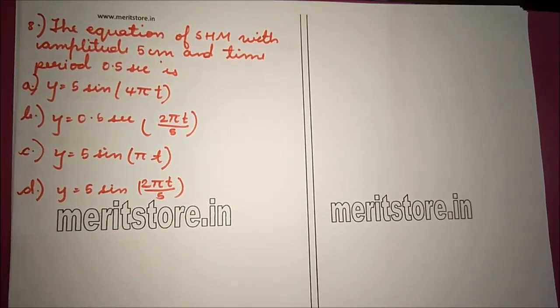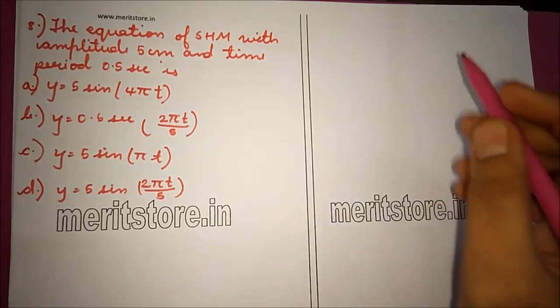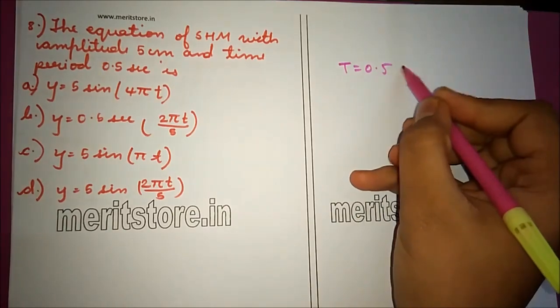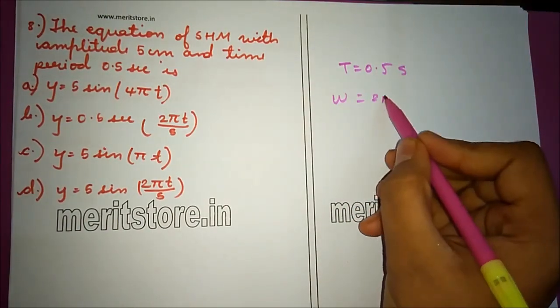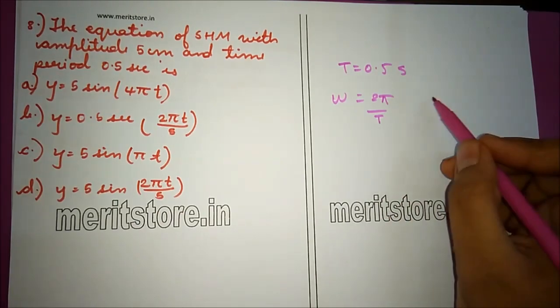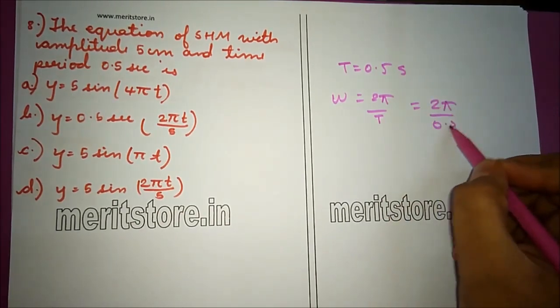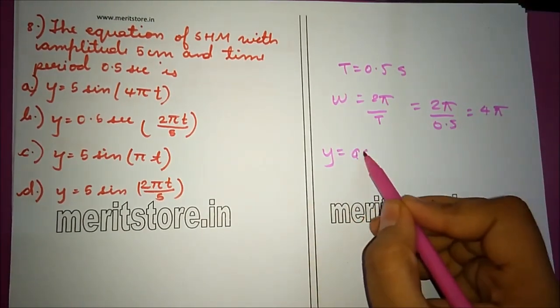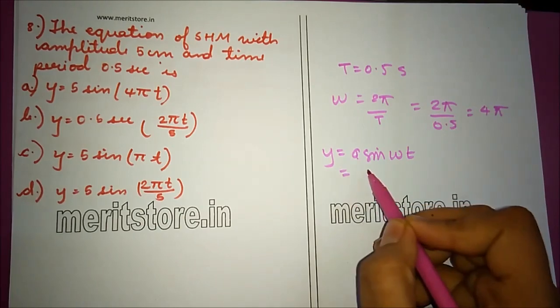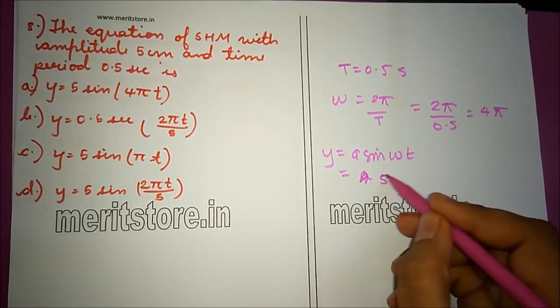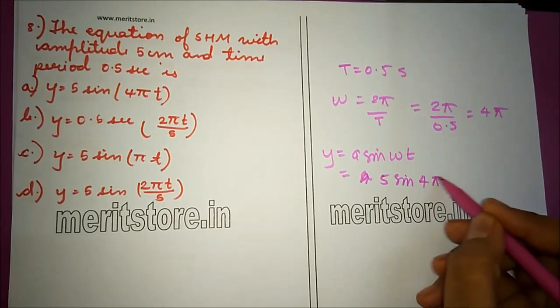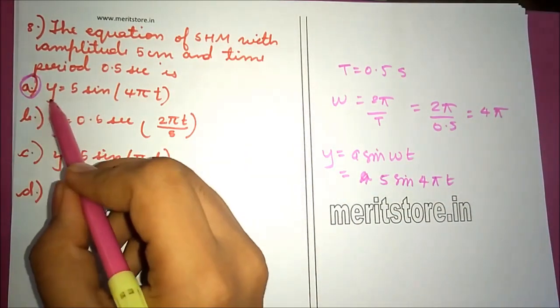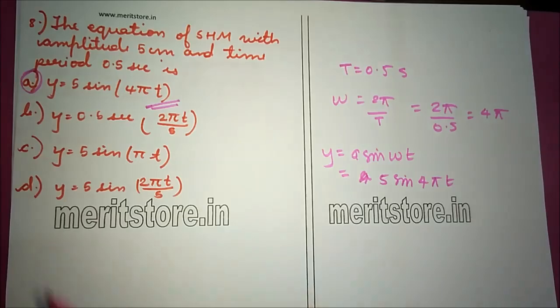Question 8. The equation of SHM with amplitude 5 centimeter and time period of 0.5 second is. Now to solve this question we know T is equal to 0.5 second, omega is equal to 2 pi by T, which gives us 2 pi upon 0.5, which is equal to 4 pi. y is equal to a sine omega t, where the value for a is 5, so y is 5 sine 4 pi t. So option A, y is equal to 5 sine 4 pi t is the correct answer.